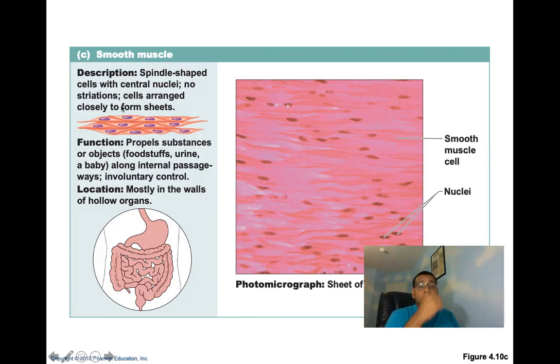What is the function? The function of smooth muscle is to propel substances or objects like a baby. Substances, urine or food, okay, or a baby. And it's going to propel these substances along internal passageways. So you find this muscle in your basically hollow visceral organs. This muscle, smooth muscle, is also known as visceral muscle. It's under involuntary control. So where is it going to be found? Mostly in the walls of your hollow visceral organs.